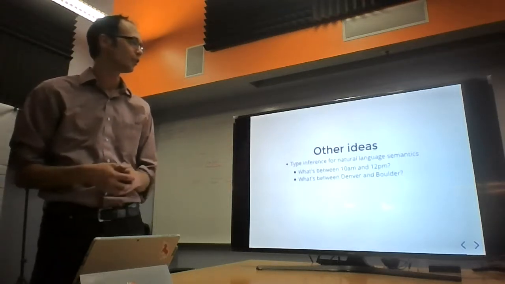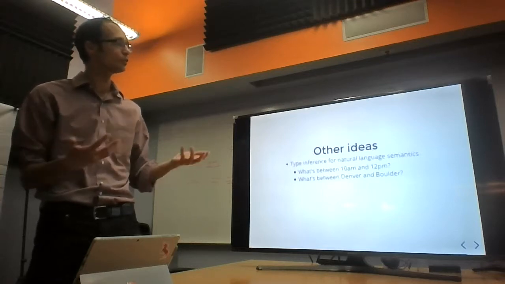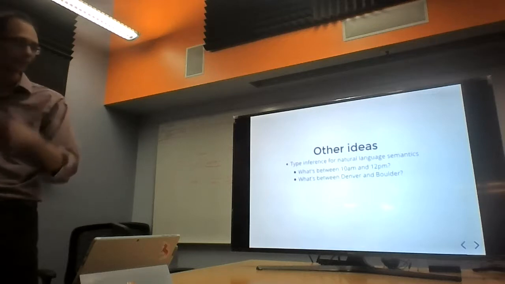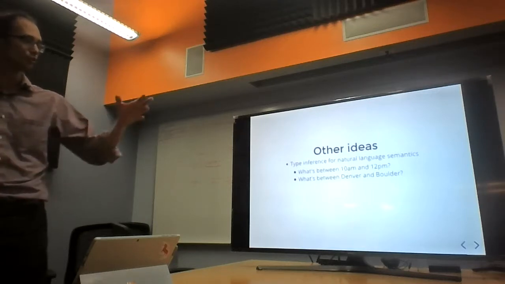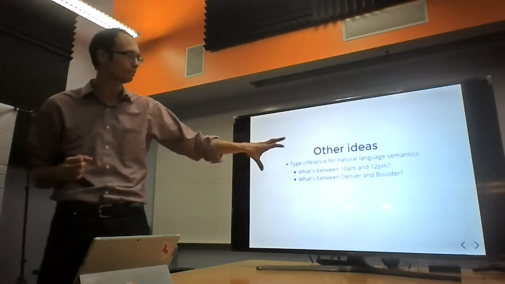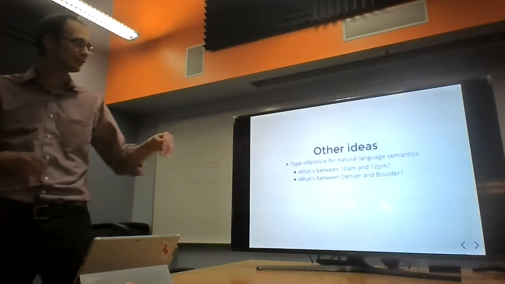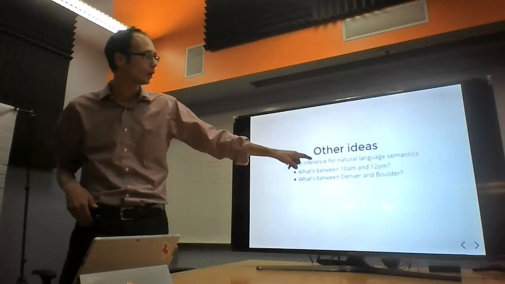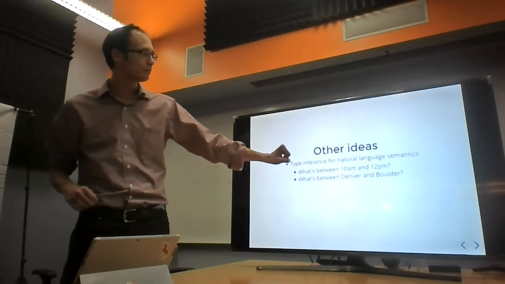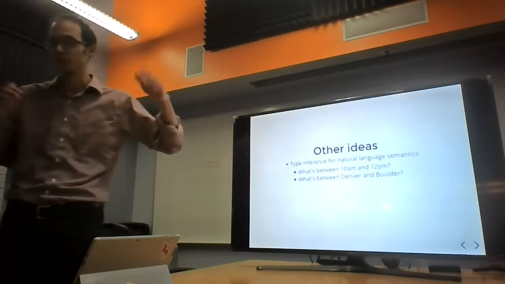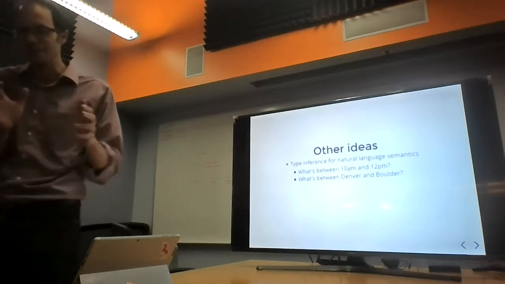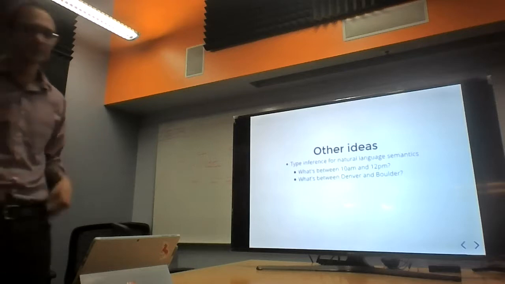Right? So is there something interesting you could do in natural language processing or semantics to use type inference to know what between means, not based on some big machine learning, although obviously that would be useful, but just on the context? The fact that 10 a.m. is a time, 12 p.m. is a time. Okay, the answer to this question needs to be a time.